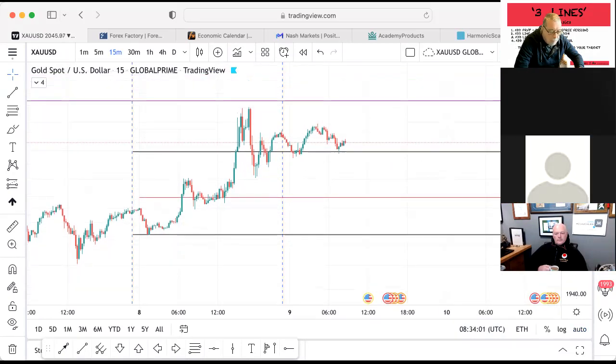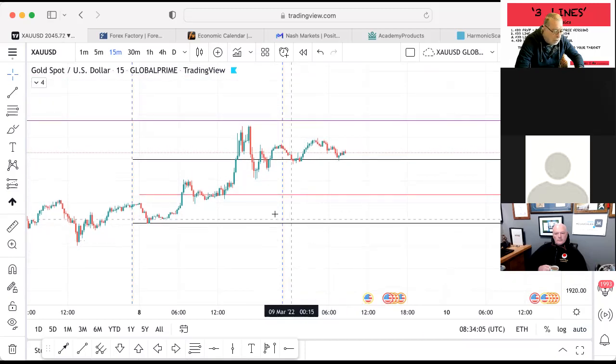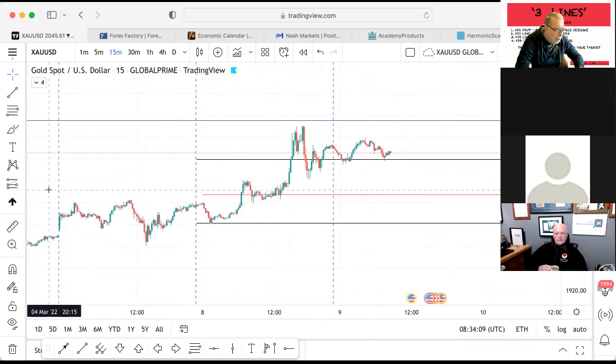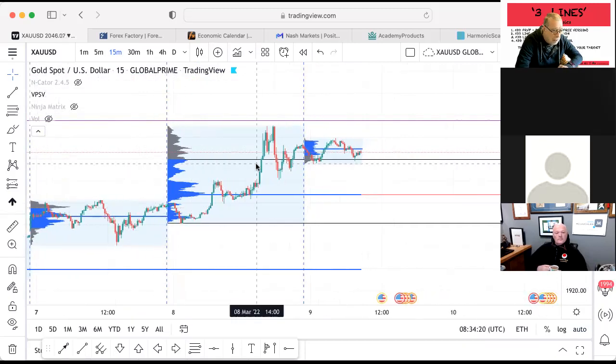So what I did was I put the 3 lines on the chart, and what I need to do is put the volume profile on. There we go. This is where I got my 3 lines from. So this is yesterday's chart. The top of the value area is the top of that blue section there.